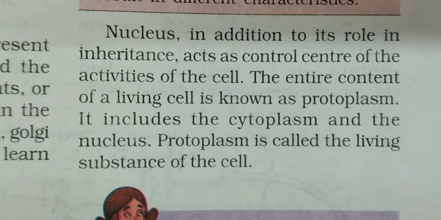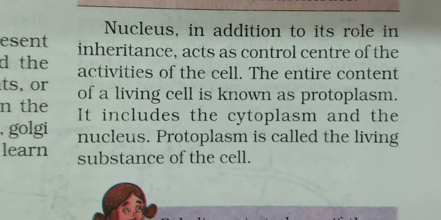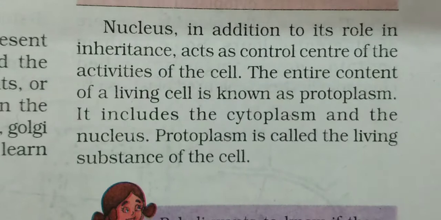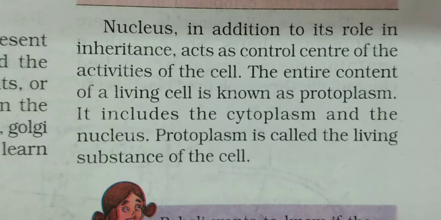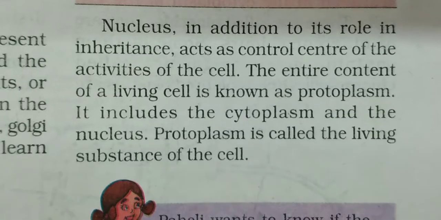Cytoplasm and nucleus together are considered to be a control center, and it's called protoplasm. Protoplasm is called the living substance of the cell. Is that clear? What is a protoplasm? The entire content of a living cell is known as protoplasm, which includes cytoplasm and nucleus.